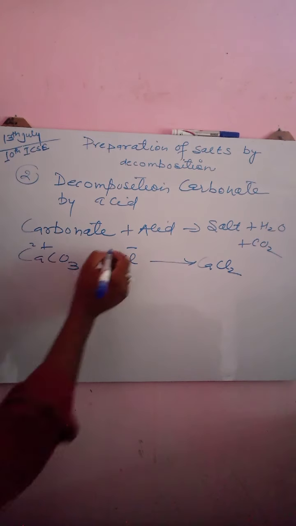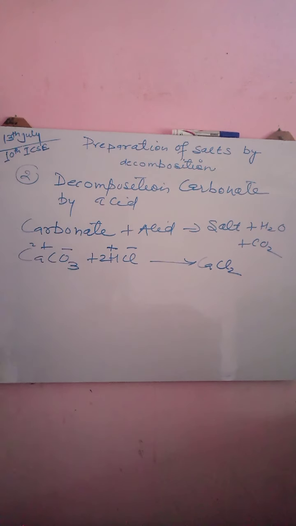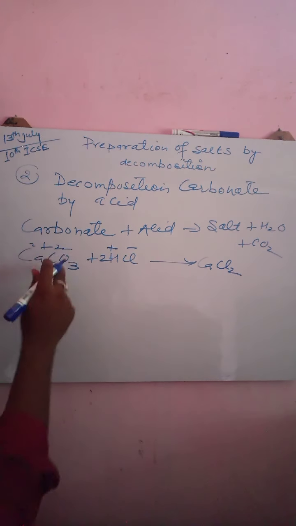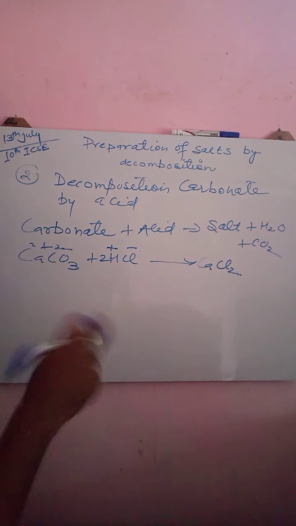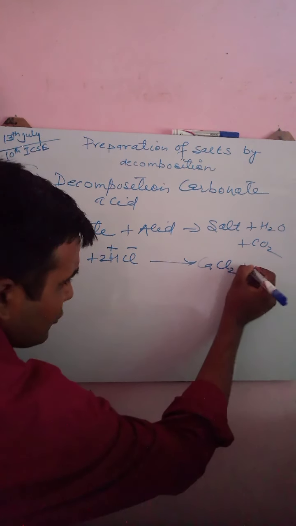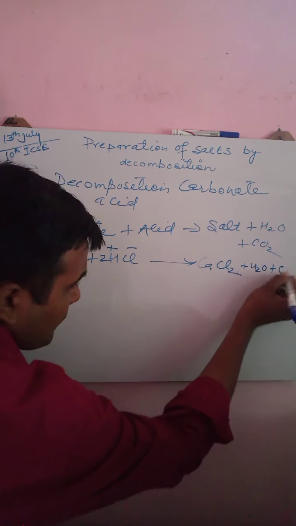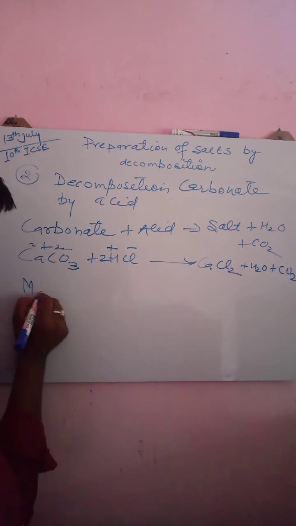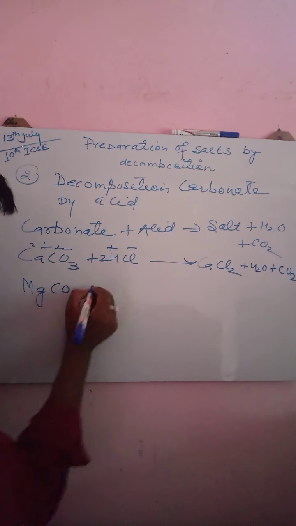What is remaining here? 2H plus. This will go with CO3 2 minus to form H2CO3. Again, I told you all, H2CO3 is very unstable. It immediately dissociates to form H2O and CO2 molecule. I hope you are understanding. One more example we can see, magnesium carbonate, MgCO3.